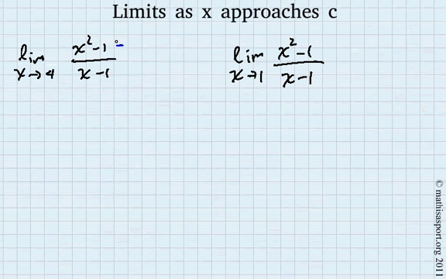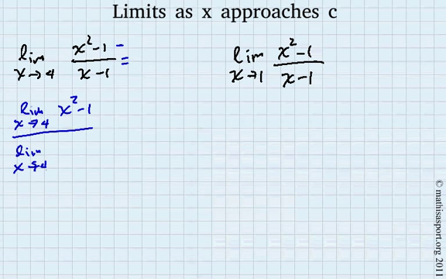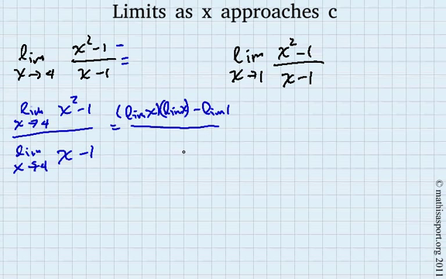Okay, so we've got a limit as x approaches 4 of a function that we've seen previously, x squared minus 1 over x minus 1. We'll try the quotient limit law first. Limit as x approaches 4 of x squared minus 1 all over the limit as x approaches 4 of x minus 1. And we'll break that into a product times a product and a difference. So we get limit x, I'm leaving out the as x approaches 4, limit x minus limit 1 all over limit x minus limit 1.